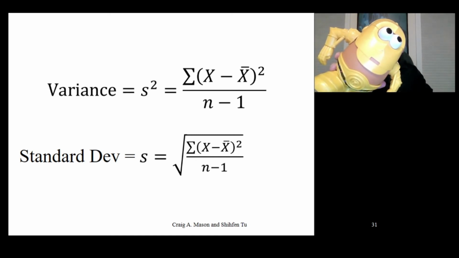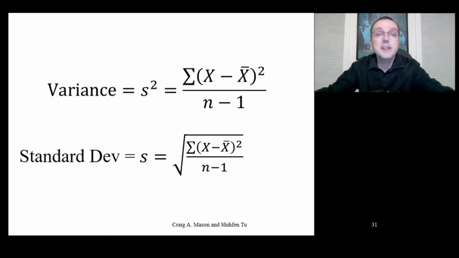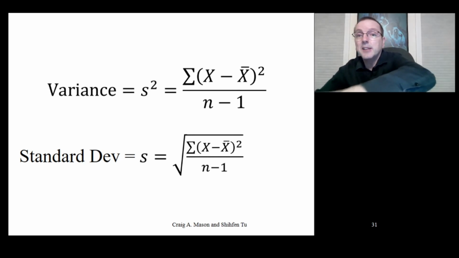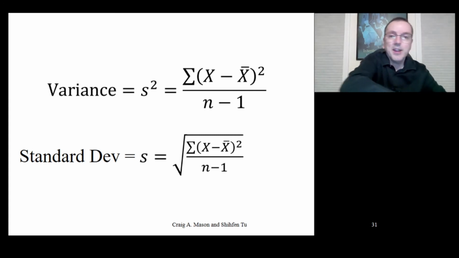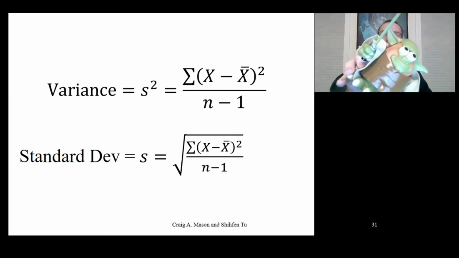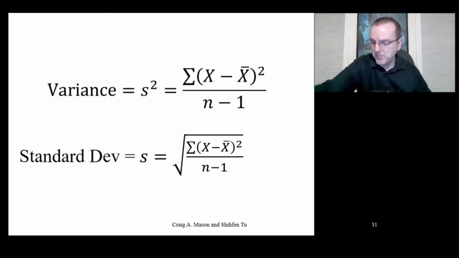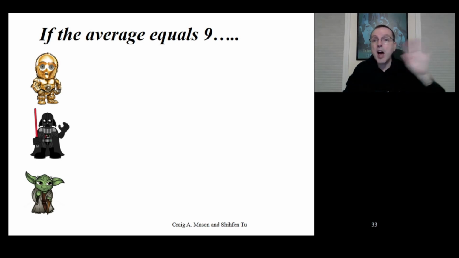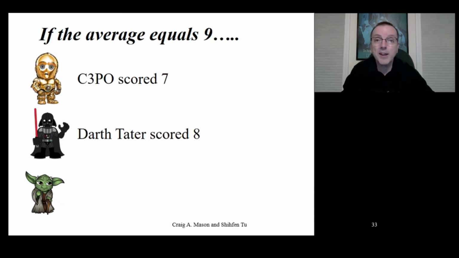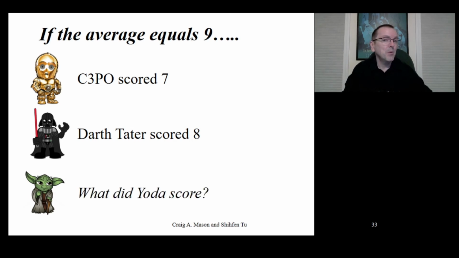Let's say that Mr. Potato Head, C-3PO, takes a test, as does Darth Tater and Yoda. All right? The three of them take a test, and the average is 9. The average across the three of them is a 9. And we know that C-3PO scored a 7. And we know Darth Tater scored an 8. What do you think was Yoda's score?